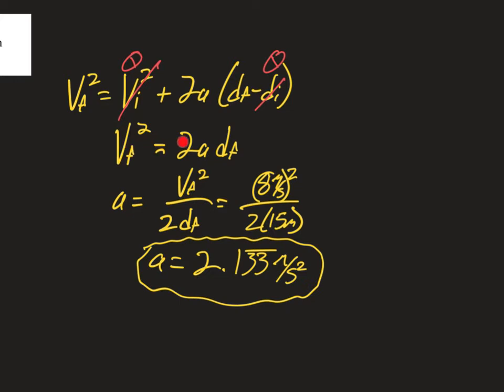Because of that, I can rewrite the equation super simple, solve for A, and I get that the final velocity squared divided by 2 times the final displacement is going to be equal to my acceleration. Plug in those values, you should get an acceleration of about 2.133 repeating meters per second squared. Now that I have that acceleration, that's going to be the acceleration that affects the overall mass and the overall net force.